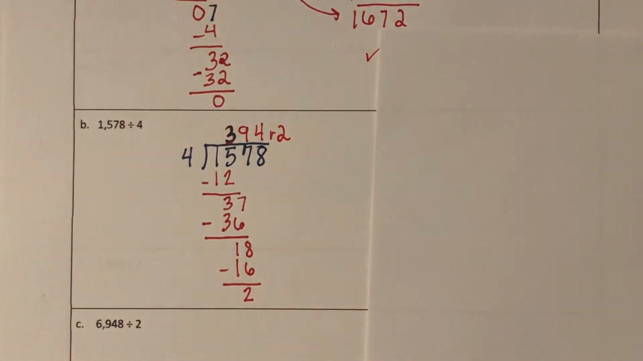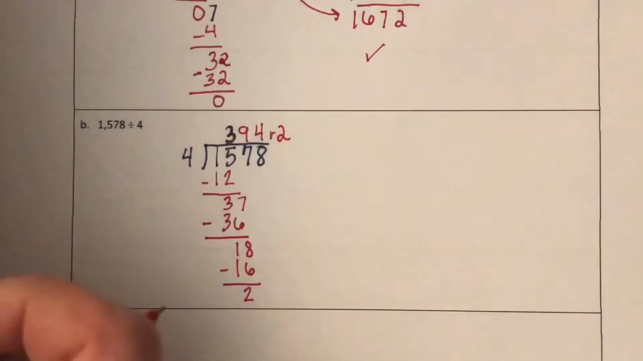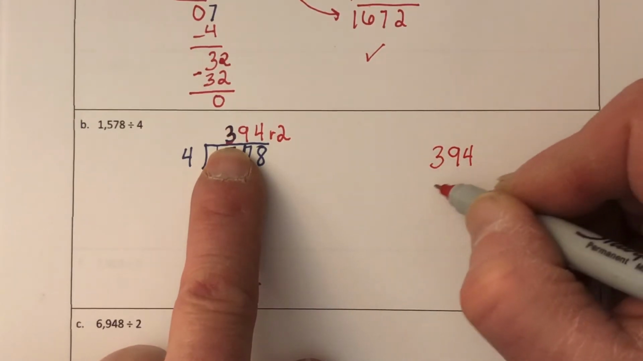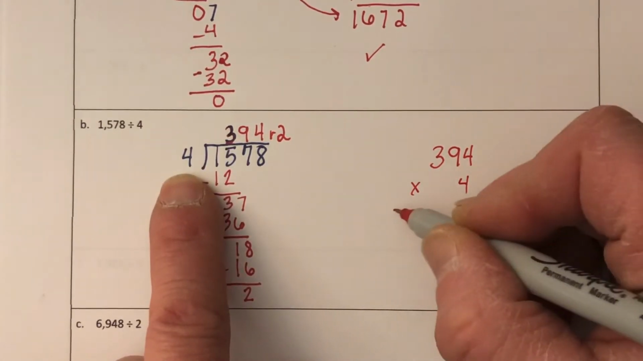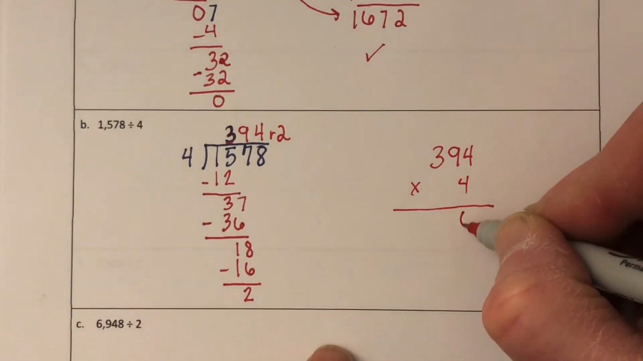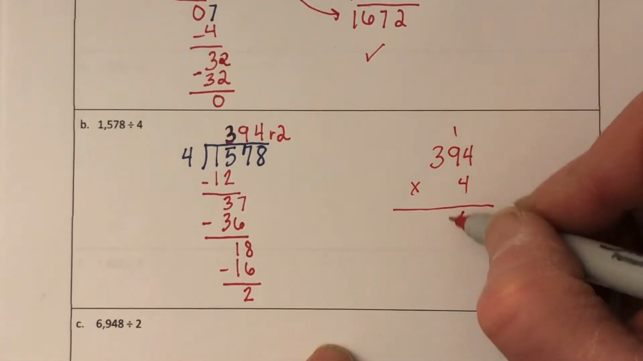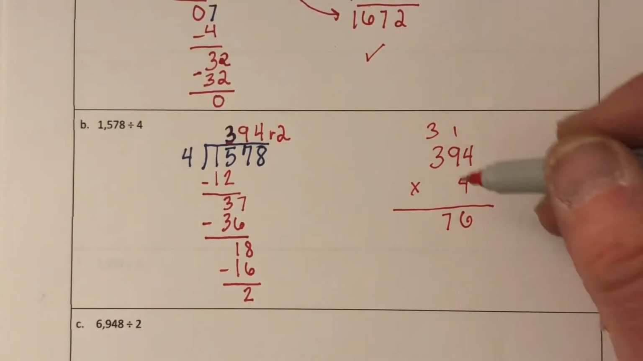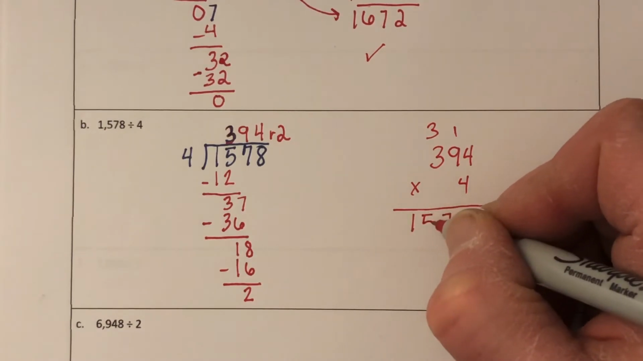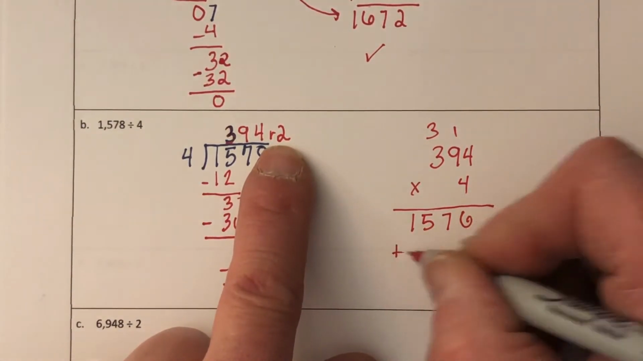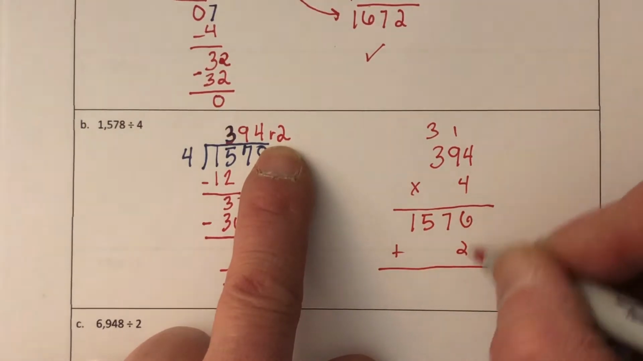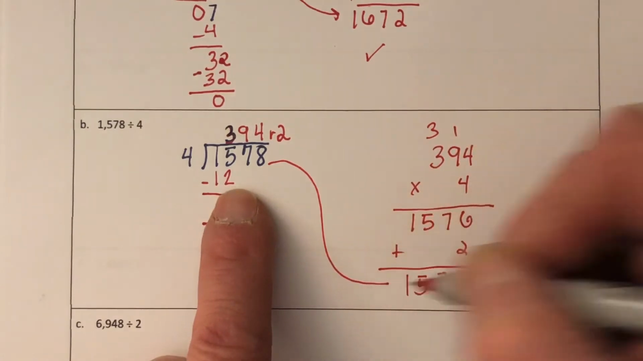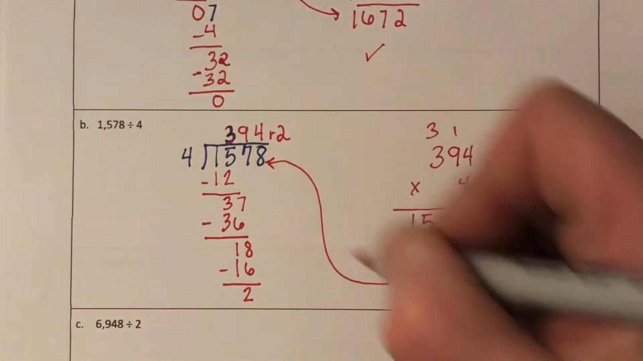Okay? Good. Now I check it with multiplication. 394 times 4. 4 times 4 is 16. 4 times 9 is 36, plus 1 is 37. Carry the 3. 4 times 3 is 12, plus 3 is 15. Then I add this remainder 2 to this, and I get 1,578. Yep, I know my answer is correct.